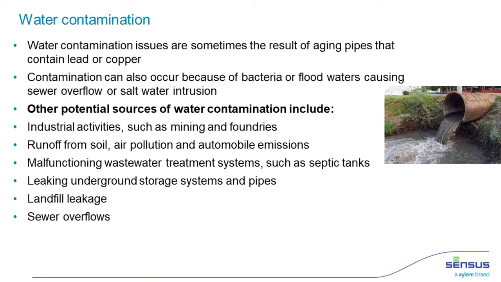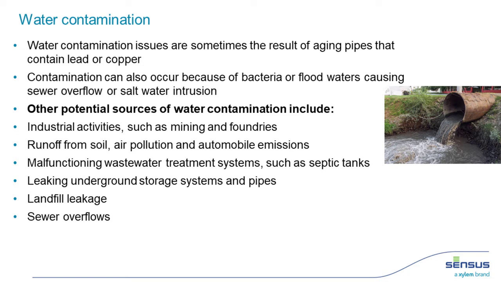Another top issue is water contamination. So water contamination or issues are sometimes a result of aging pipes, or pipes that contain lead or copper. Flint, Michigan comes to mind. That's probably the most advertised, not the correct word, but the one that's been in the news over the past couple of years and caused the biggest problem, and that's due to lead in the water lines. That again goes back to aging infrastructure and the ability to replace it.